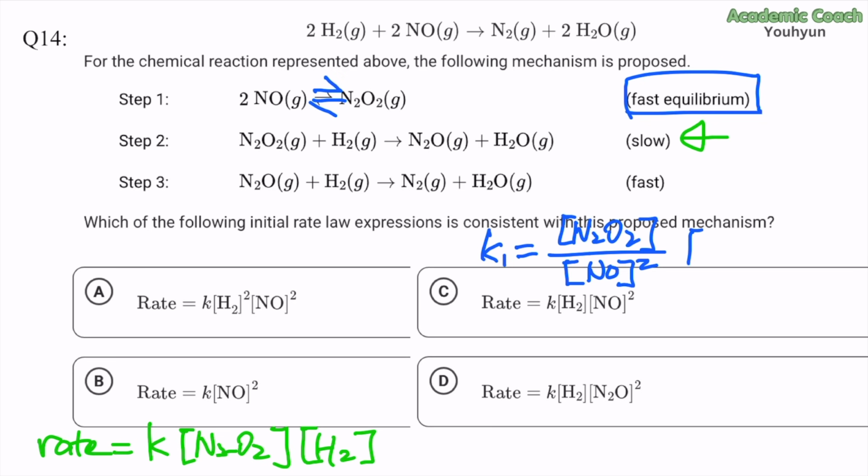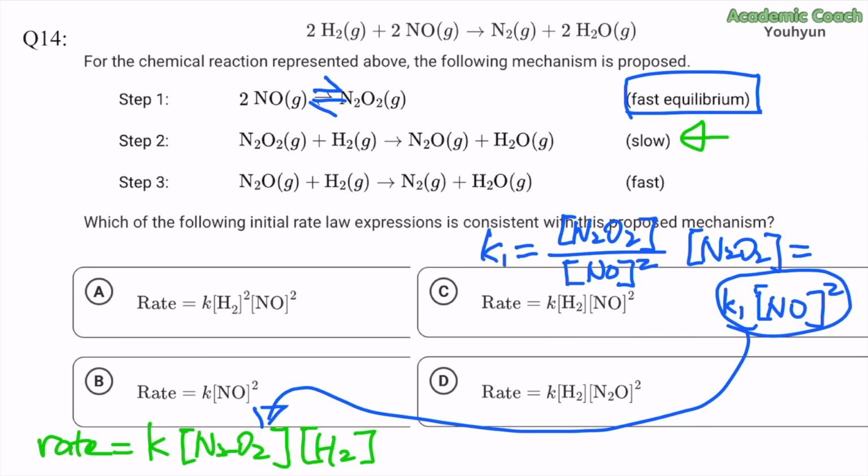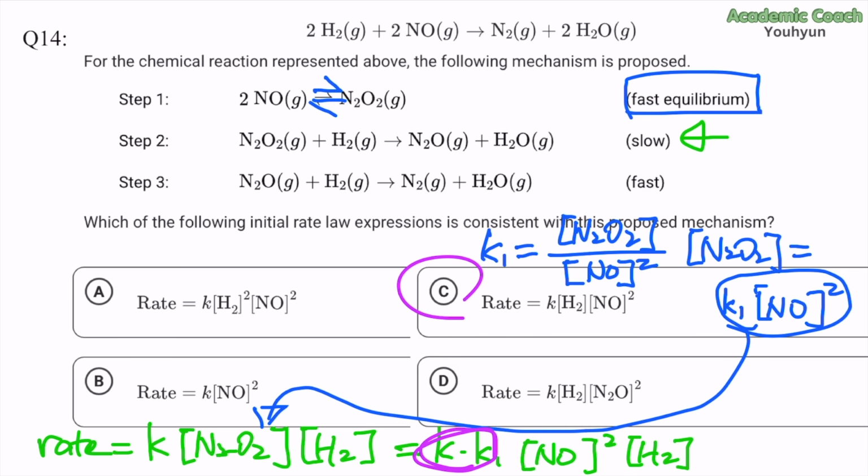And then I can rewrite the concentration of N2O2 in terms of NO. It will be a constant multiplied by NO squared. Then I'm going to plug this in right here. Then I get K times K1 times NO squared times H2. And K times K1, that's just a constant, so you can write it as K3, K4, or even some other letter. What really matters here is NO squared times H2. So the answer would be C.